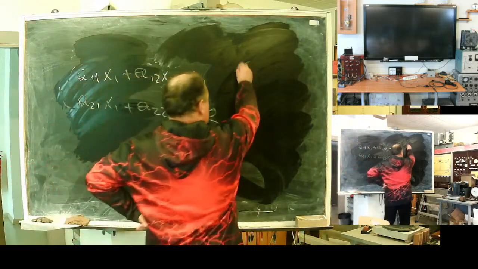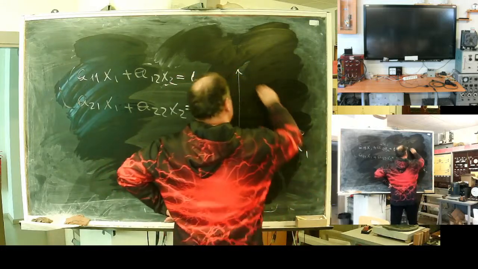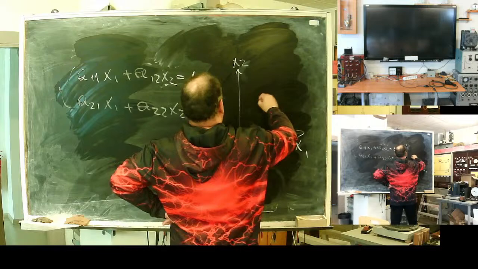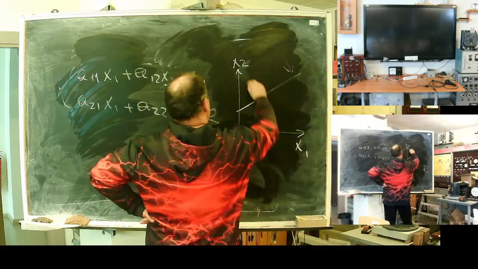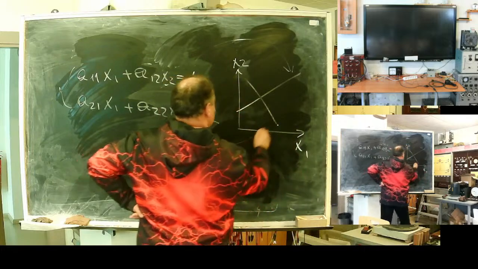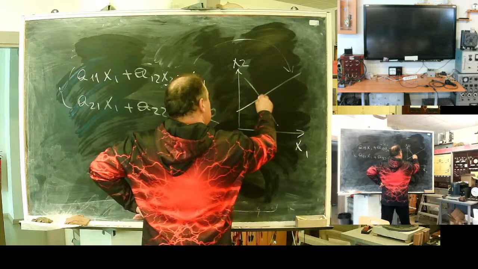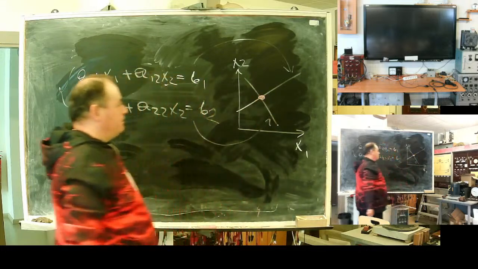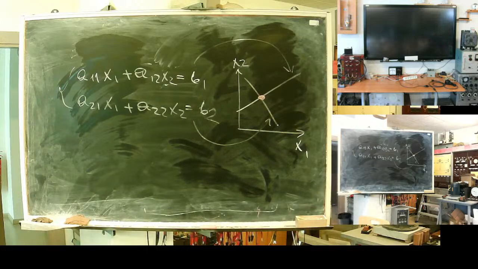I can draw it geometrically. x1, x2. First equation, maybe this line. Second equation, straight line, and your task is to find this cross point. It's what is in geometry. So, what's the idea of your school? How to solve it? It should be in your program.